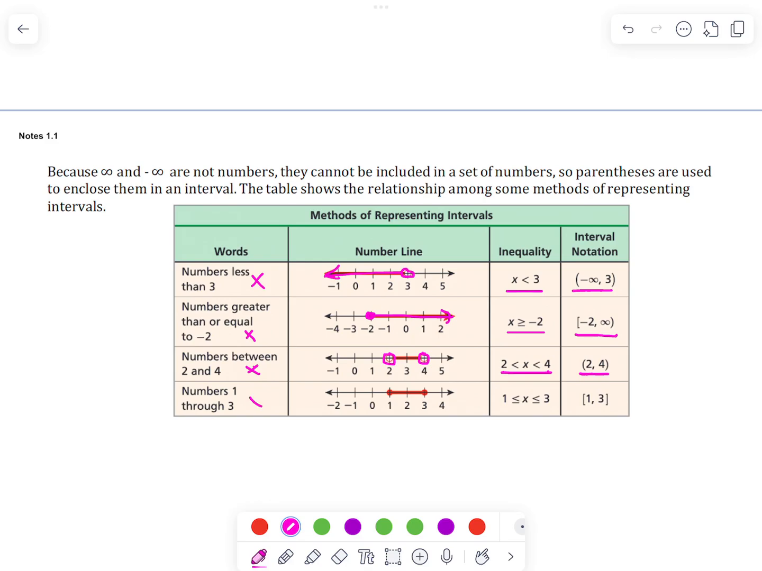Our last one, numbers 1 through 3. So these are included, so these are going to be closed circles. And then here it is as an inequality. Note these are brackets because they're including 1 and 3.